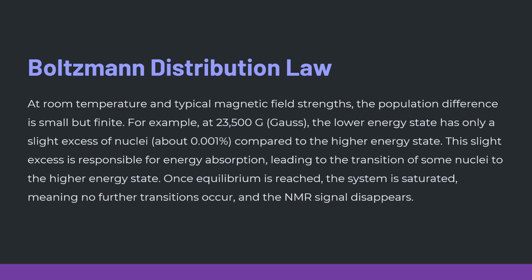This imbalance is crucial for energy absorption, allowing some nuclei to transition from the lower to the higher energy state when they absorb electromagnetic radiation at the correct frequency. This process is what generates the NMR signal. However, once the system reaches equilibrium, meaning that energy absorption and relaxation processes balance out, the system becomes saturated. When this happens, no further transitions occur, and as a result, the NMR signal disappears.